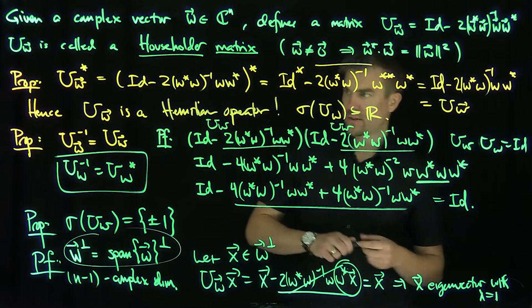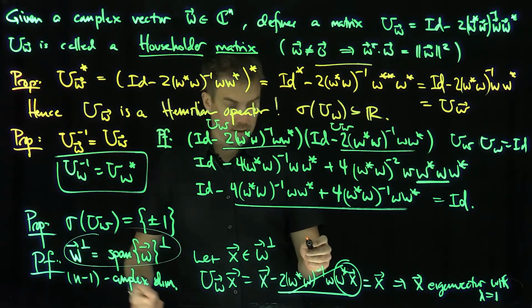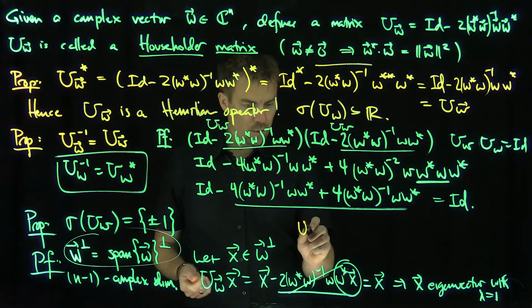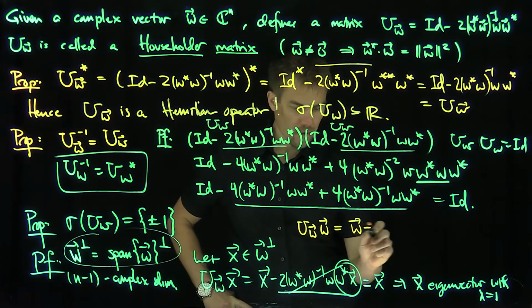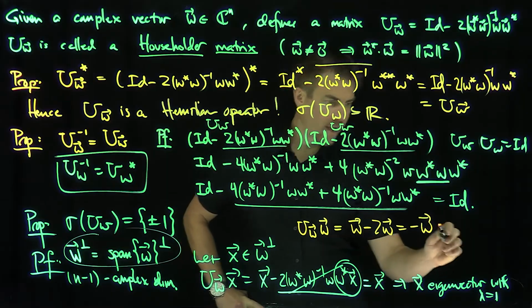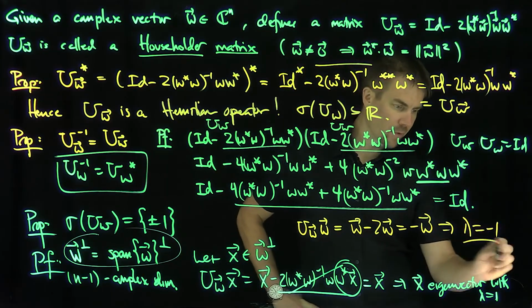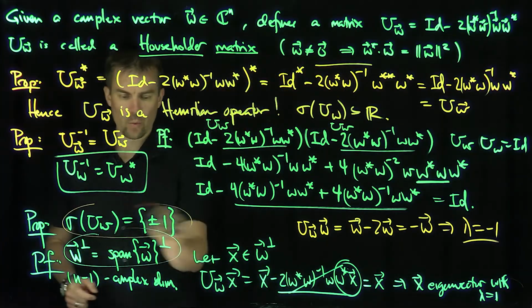And then what's the other thing we can say? The other thing we can say is that if we plug in W to this thing, that's the other one-dimensional complex space, then UW of W is going to be what? It's going to be W minus 2W, which is just negative W. And that says that lambda is equal to negative 1, right? So lambda is equal to negative 1, or lambda is equal to 1. So the spectrum of this thing is just 1 or negative 1.